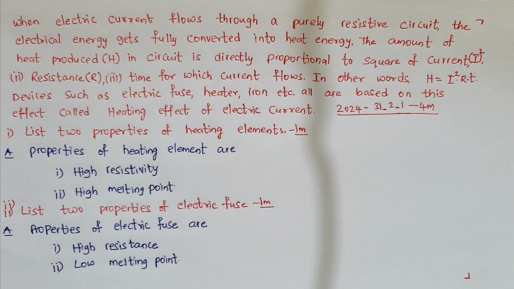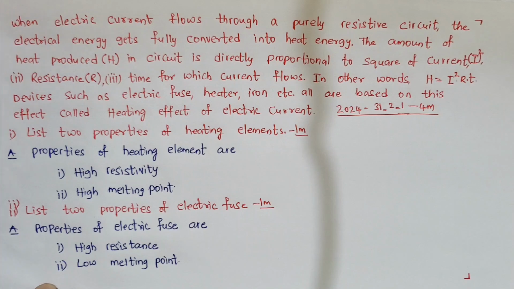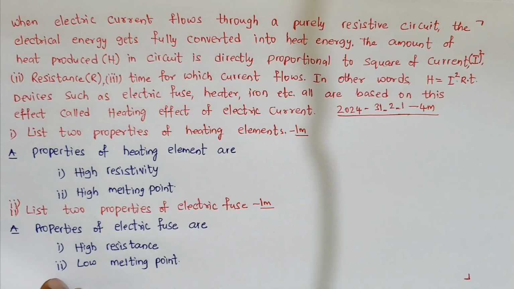Heating elements which we use in the equipment should have a high melting point. The properties of electric fuse should be having low melting point. So this was the case based question, first question, second question, and this is not the end. They asked one more question also.